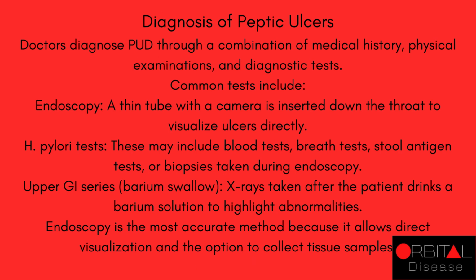Diagnosis of peptic ulcers. Doctors diagnose PUD through a combination of medical history, physical examinations, and diagnostic tests. Common tests include endoscopy, where a thin tube with a camera is inserted down the throat to visualize ulcers directly. H. pylori tests may include blood tests, breath tests, stool antigen tests, or biopsies taken during endoscopy. Upper GI series involves barium swallow X-rays taken after the patient drinks a barium solution to highlight abnormalities. Endoscopy is the most accurate method because it allows direct visualization and the option to collect tissue samples.